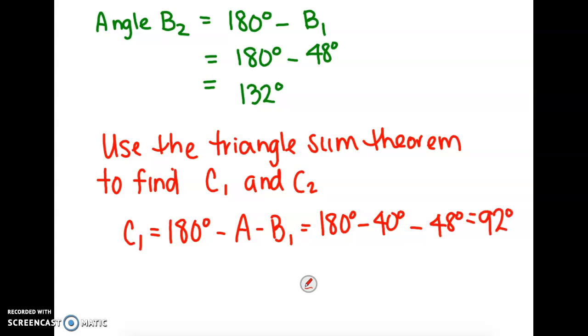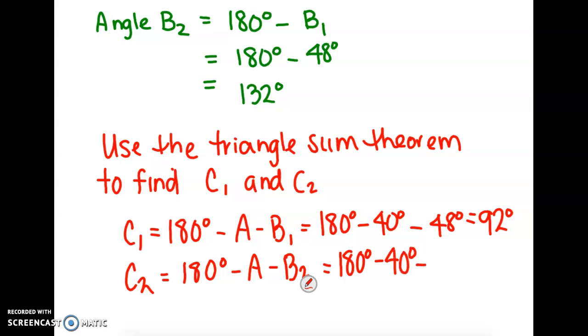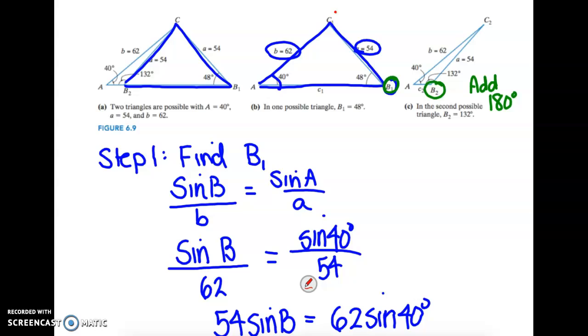One more of these. Angle C2, same process: 180 degrees, subtract out angle A, and now subtract out angle B2. 180 minus 40 minus 132 degrees, and we'll get 8 degrees. So what we just found are the angle C's in both of those triangles. Here's our angle C1, here's our angle C2. We have one thing left: we need to find these side lengths, C1 and C2.